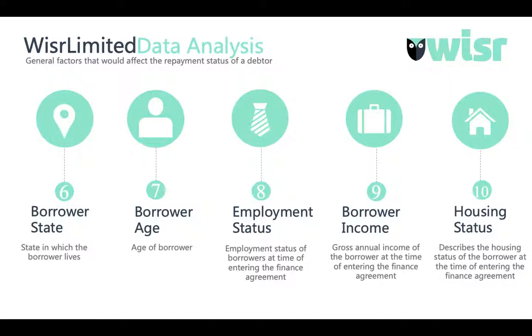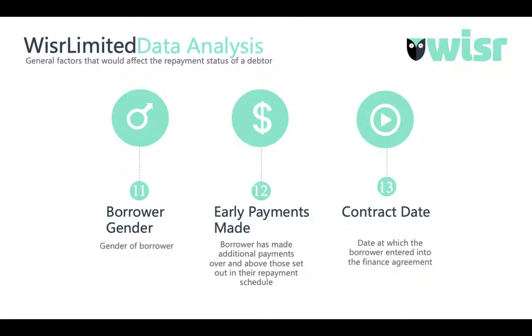Housing status describes the housing status of the borrower. We also have the borrower gender and early payment made. That means that the borrower has made additional payments over and above those set out in the repayment schedule. Finally, we have the contract date, which refers to the date at which the borrower entered into the finance agreement.